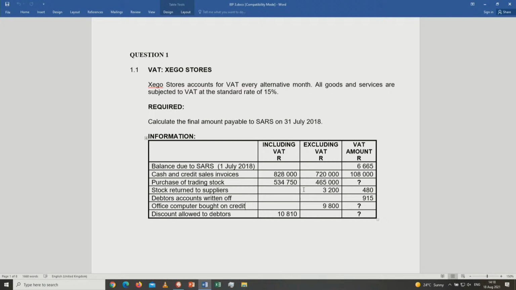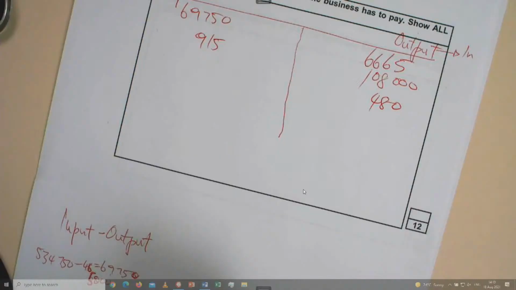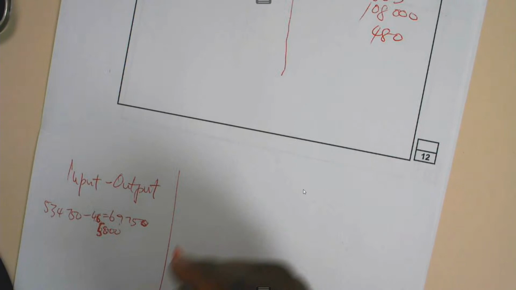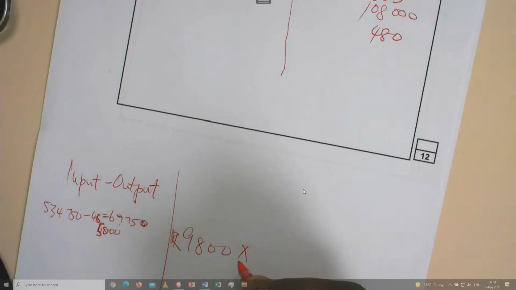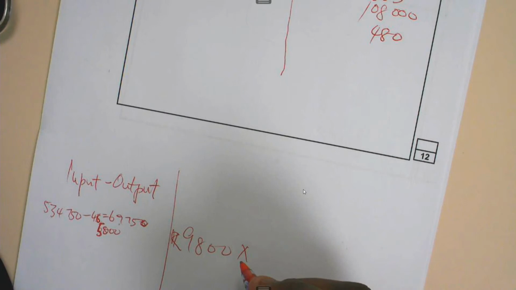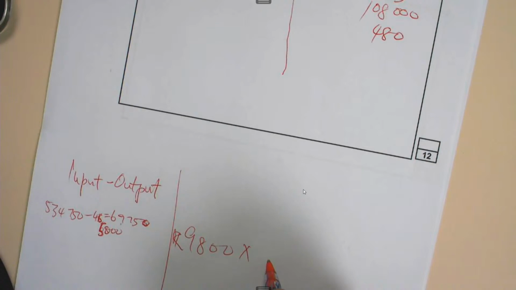When we buy on credit, the money went out of the business. When the money goes out of the business, we charge input VAT. In this case, we must calculate the VAT. Given to us is 9,800. Is it exclusive or inclusive? It is exclusive of VAT, meaning we must now divide by 100, and then we times by 15.